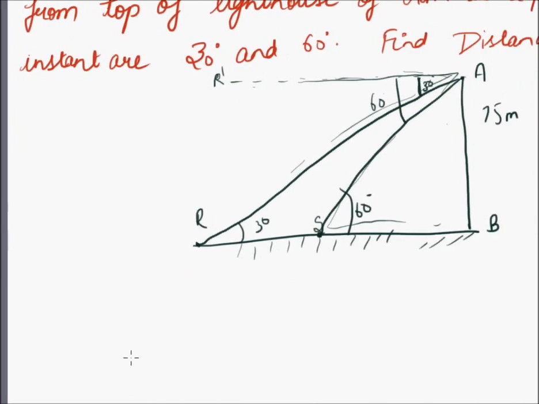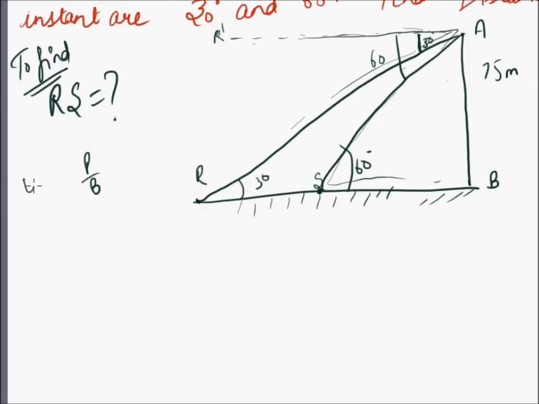So again we have two triangles ARB and ASB. We have a common side AB. We have to find the distance between them, that is RS. So we have to use this height AB which is common and this base of the two figures. So again perpendicular and base will be the ratio P over B, that is tangent of the angle will play its role in this question also.